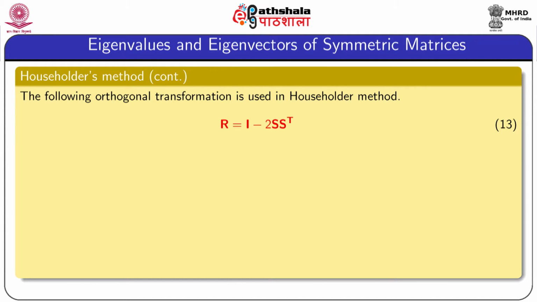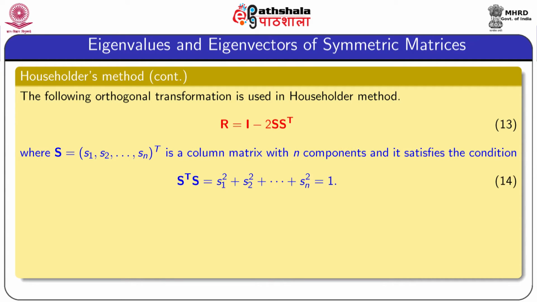Now, the following orthogonal transformation is used in the Householder method. The transformation formula is given by equation 13. That is R equal to I minus 2 S S transpose, where S is a vector given by this relation, that means S equal to (s1, s2, up to sn) transpose. That means S is a column vector or column matrix containing n components, and the elements of the vector S must satisfy the condition given in equation 14. That means S transpose S is equal to 1, that means the sum of the squares of the elements of S is 1.